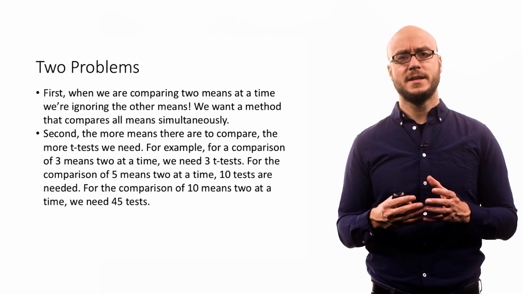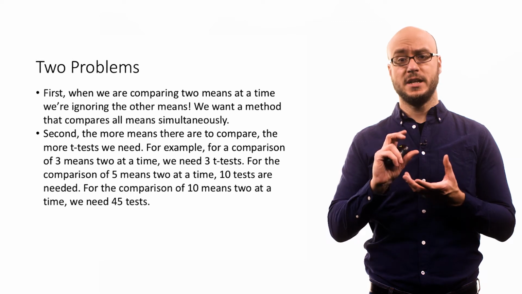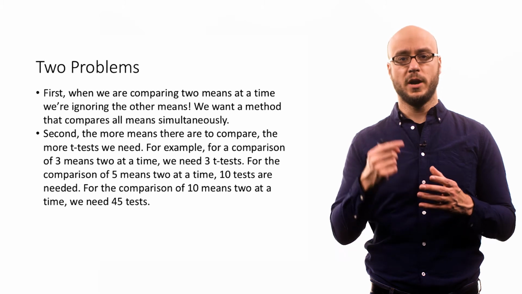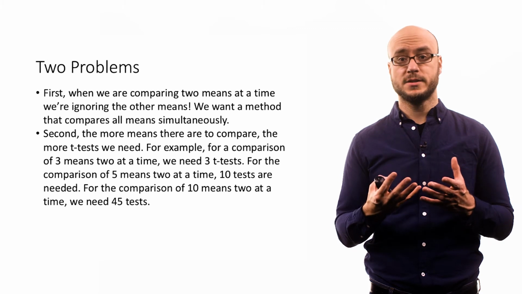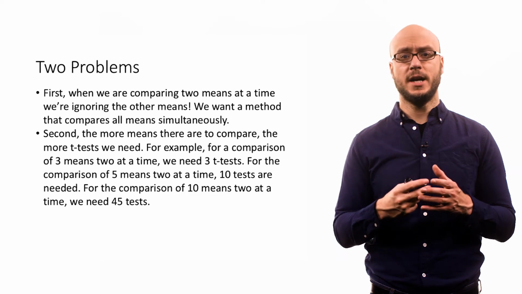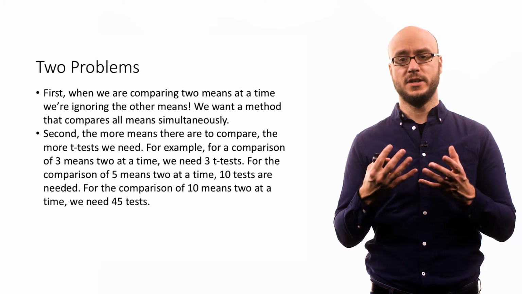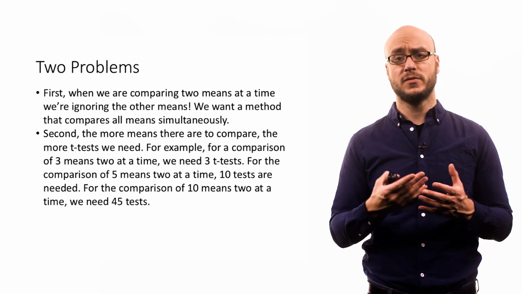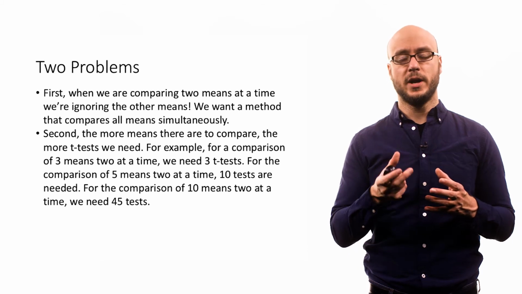Another problem is that the more means there are to compare, the more groups you have, the more t-tests you need. And this can inflate quite quickly. When we compare 3 means 2 at a time, meaning we compare group 1 with group 2, group 1 with group 3, group 2 with group 3, you need 3 t-tests. However, if you have 5 groups, so you would have 5 means that you want to compare 2 at a time, you'd need 10 t-tests. And then for a comparison of 10 means 2 at a time, you'd have 45 t-tests. So you can see that the number of tests you actually have to conduct inflates with the number of groups. So there's really this problem with using t-tests to compare group means.